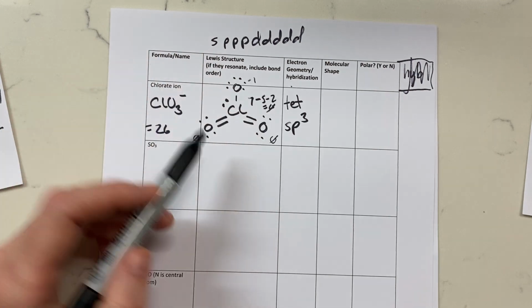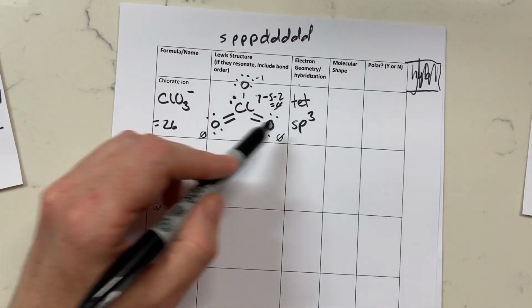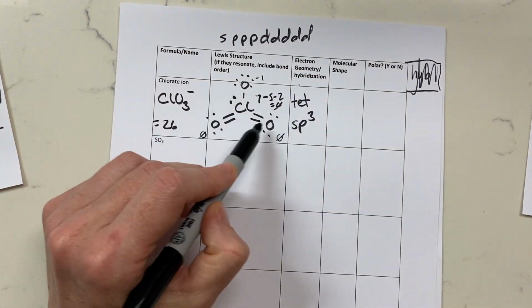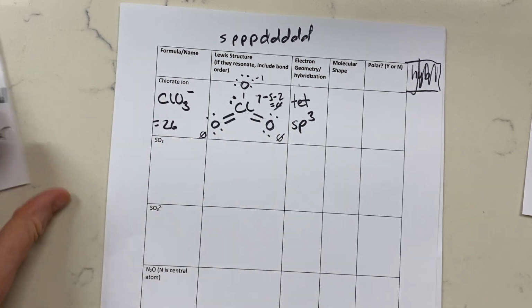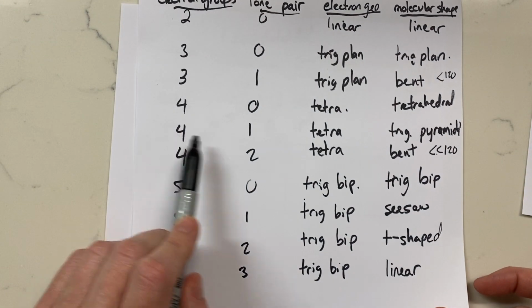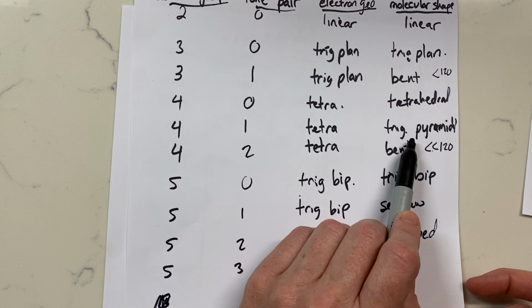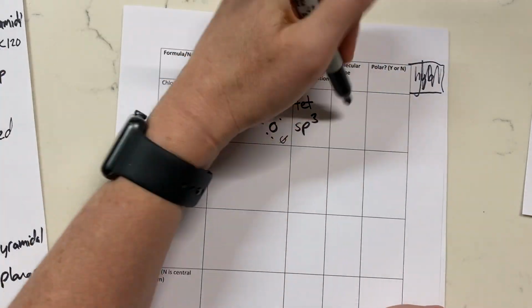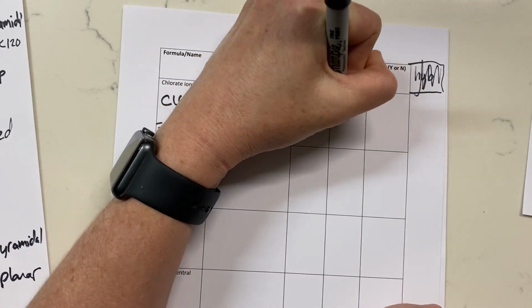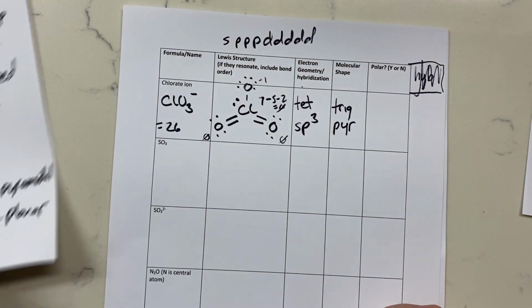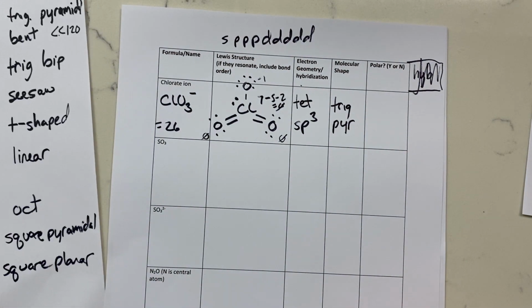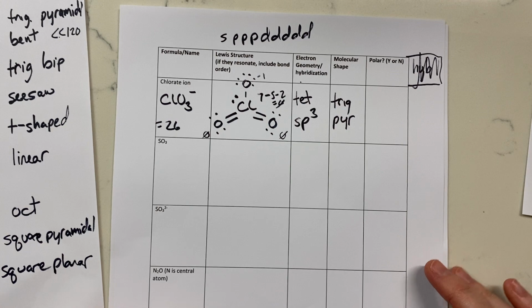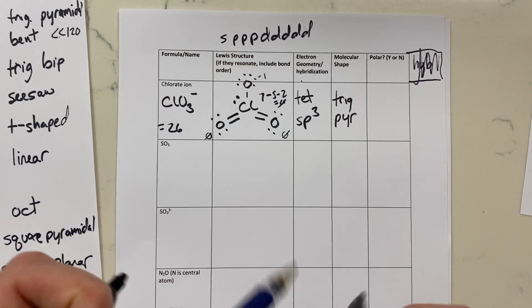The molecular shape, however, is based on the number of lone pairs. So we know that the electron geometry was tetrahedral. The molecular shape is going to be 4 with 1 lone pair, which is going to be trigonal pyramidal. The next question I ask you is whether or not it is polar. Well, a trigonal pyramidal is shaped like a triangle.